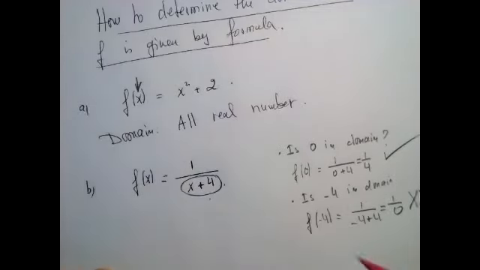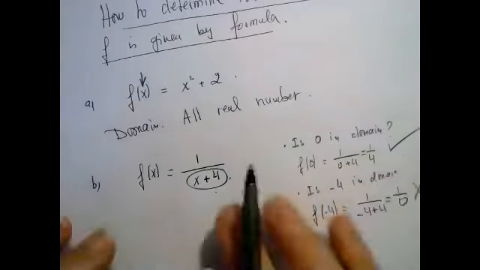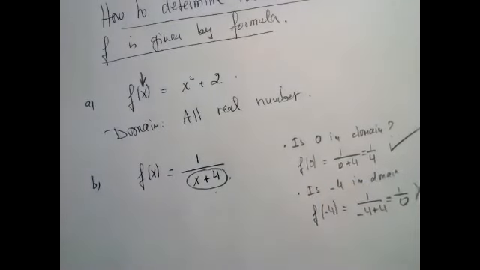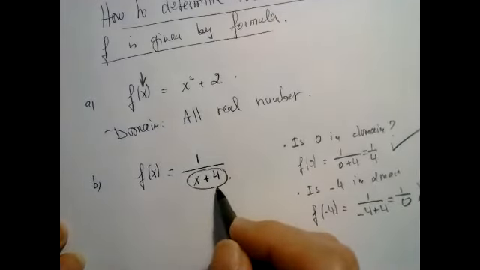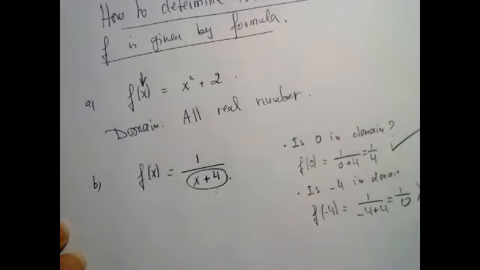That's the only one. So now how are we going to do it? We're guessing it because we have to understand the picture, but now how are we going to do it? The way we're going to do that is basically find the values that make the denominator 0 and exclude them, get rid of them. Everything else will be in the domain.